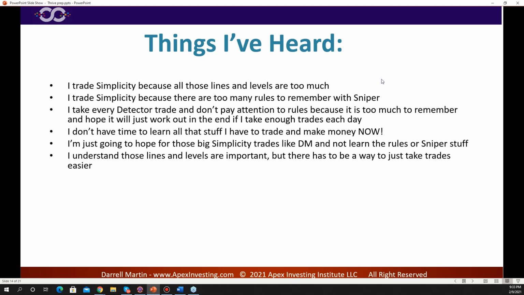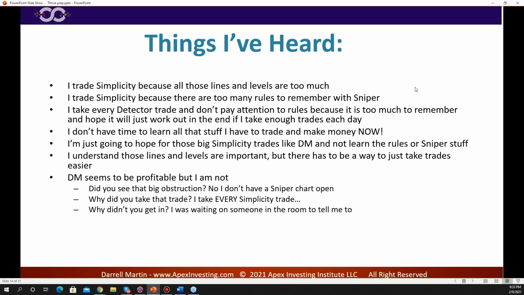Or, I know that understanding walls and levels is important for those types of traders, but I'm sure there's some way just to take quick, easy trades and not have to think, not have to read the markets, not have to educate myself, just be able to press buttons. Or, I hear this all the time: Daryl seems to be profitable with Simplicity, but I'm not.